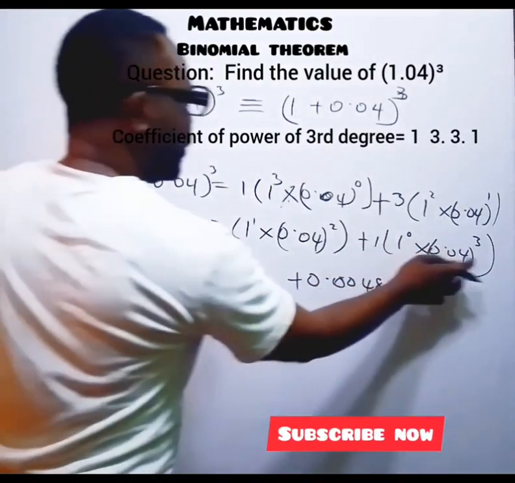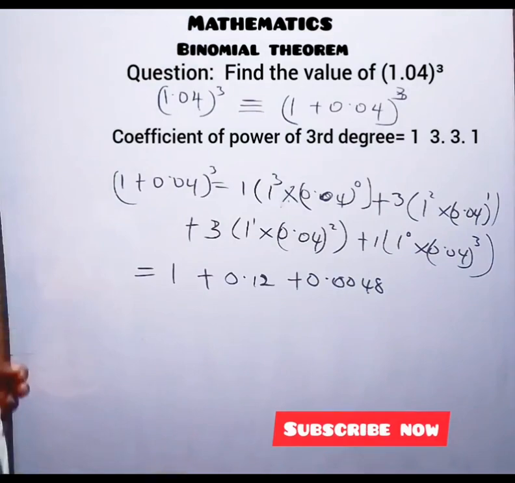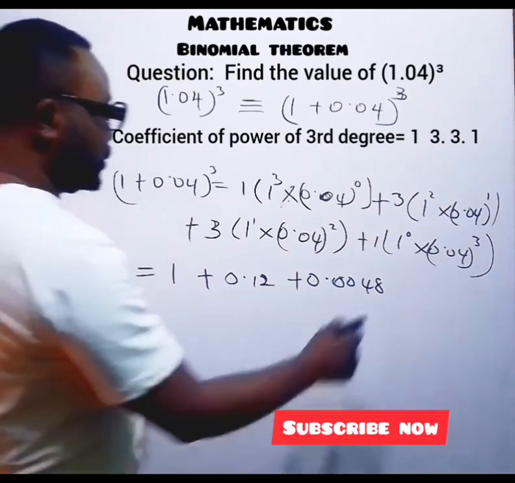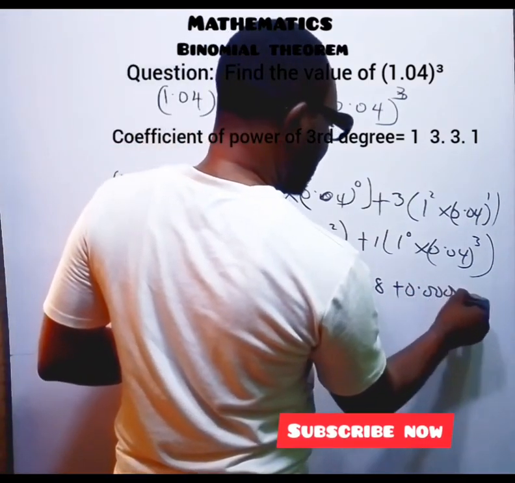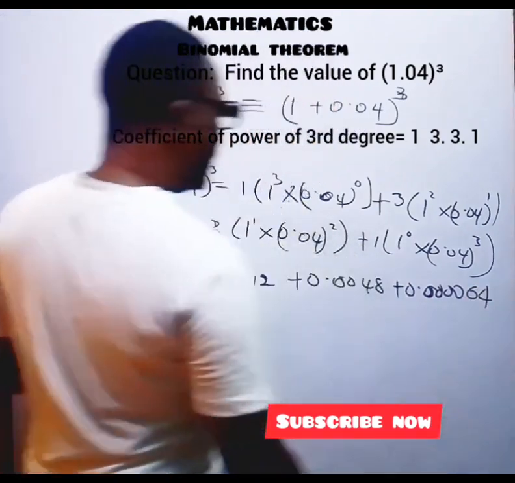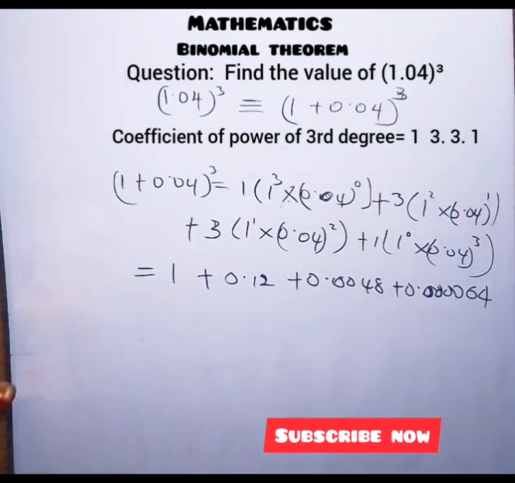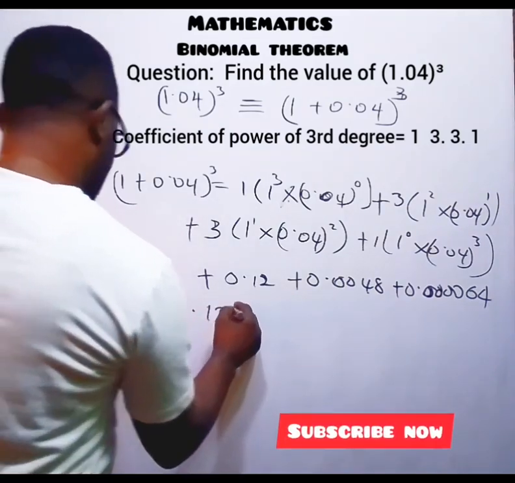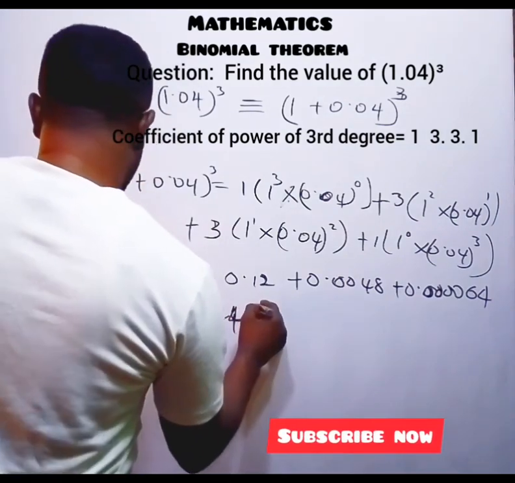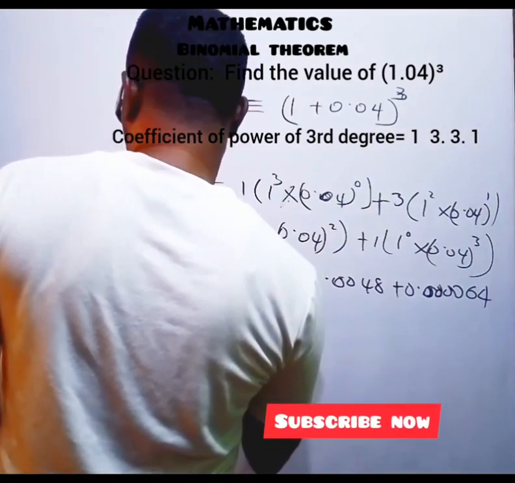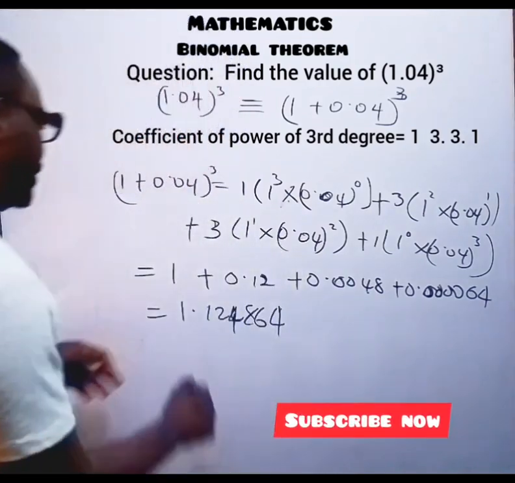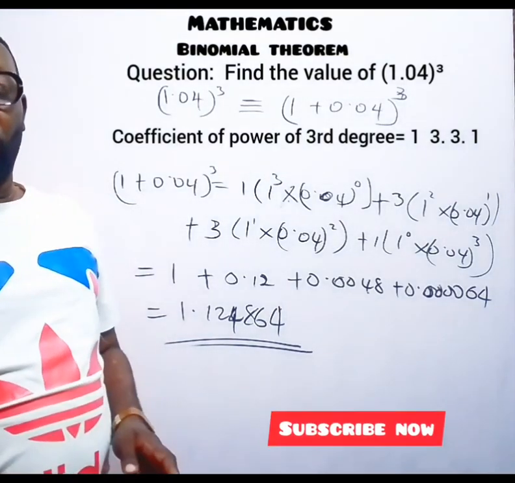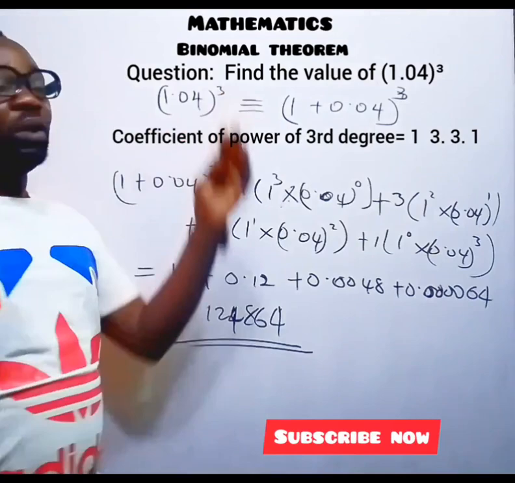Now, 0.04 raised to the power of 3 is the value we were looking for there, and that one will give us 0.000064. So when we add everything together, we are going to get 1.124864. That is the answer to this, because we are asked to find the value of this expression, this power of 3.